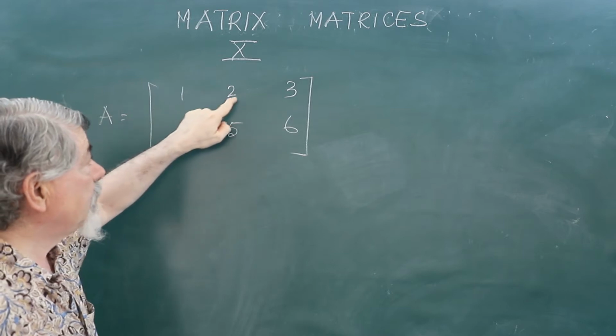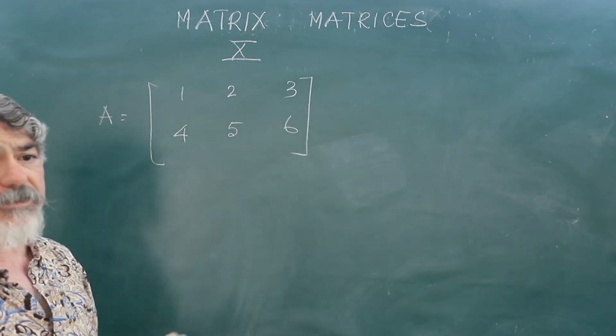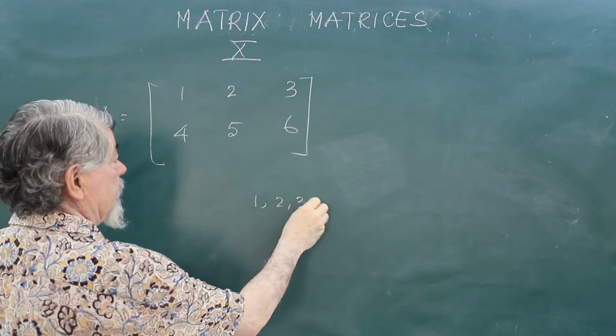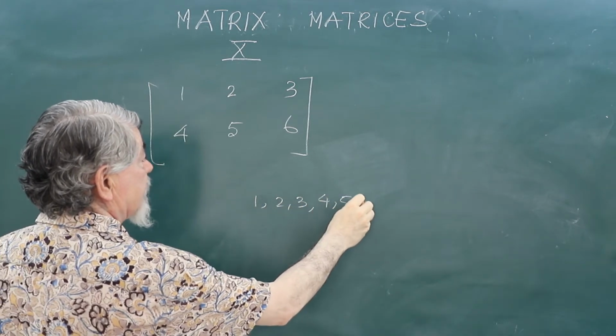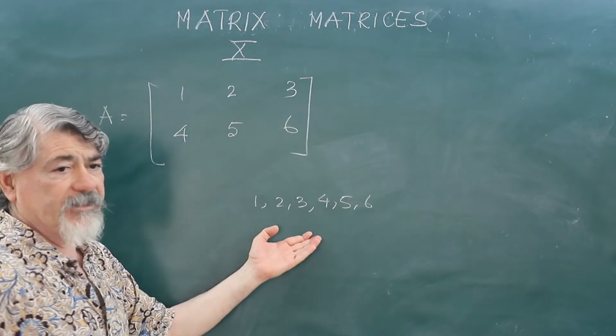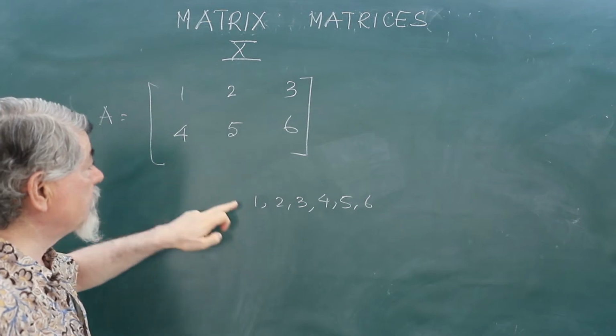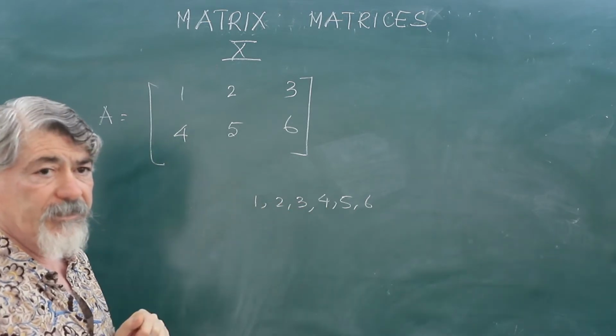These are called elements or members of the matrix, like 1, 2, 3, 4, 5, 6. For the present case, I have taken this. This could be different. This will be different for every case. So these are the members or the elements of the matrix.